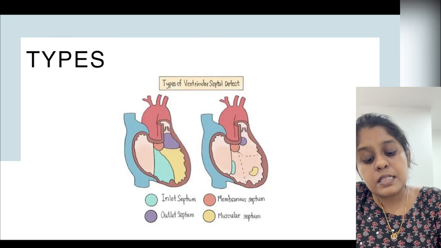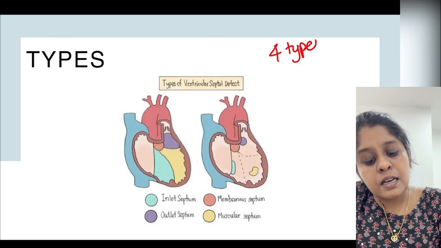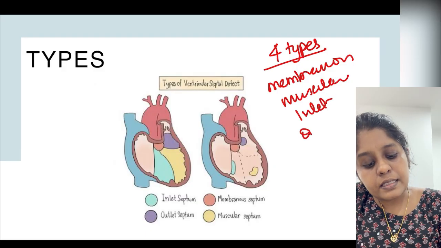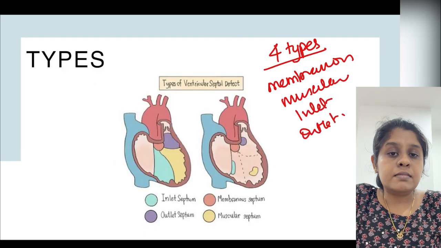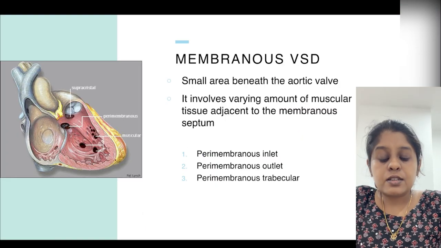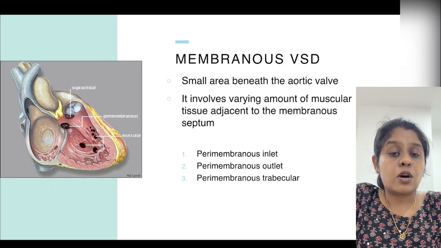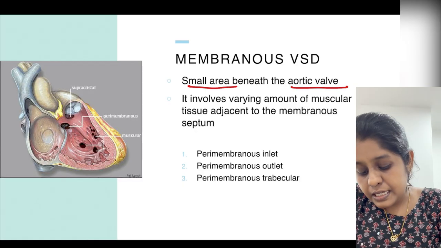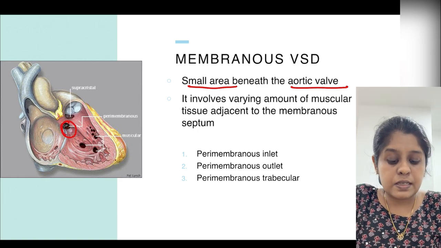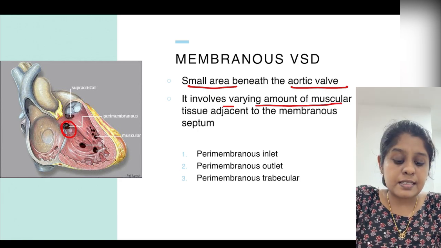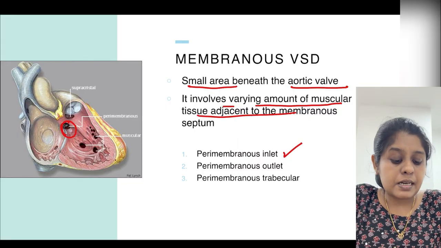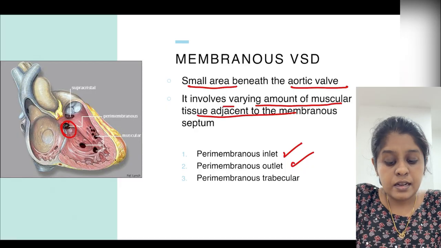Coming to the types of VSD, we have 4 types: the membranous, muscular, inlet, and the outlet VSD. So we will look at each of the types in detail. Coming to the membranous VSD, this is the most common type of VSD, which is a small area beneath the aortic valve. You can see here, this is the location of the perimembranous VSD. It involves various amounts of muscular tissue adjacent to the septum, and it can be called membranous inlet VSD, membranous outlet VSD, and membranous trabecular VSD.